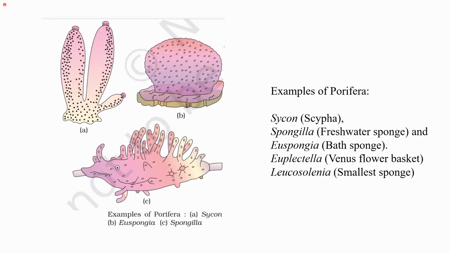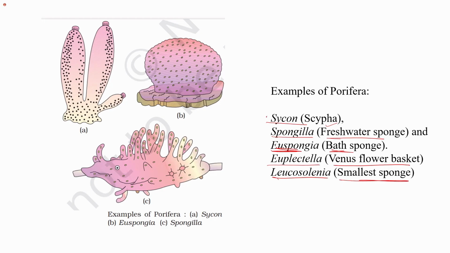Now these are certain examples of Porifera. Example, Sycon. You need to remember their common names also. This may be asked. So Sycon, which is the Scypha. Spongilla, which is a freshwater sponge. Euspongia, which is a bath sponge. Euplectella, which is a Venus flower basket, and Leucosolenia, which is the smallest sponge.